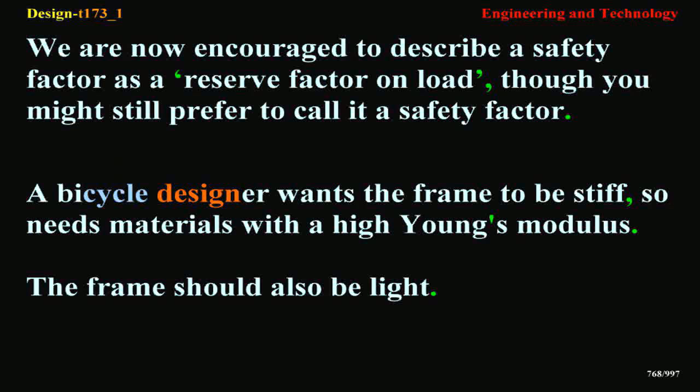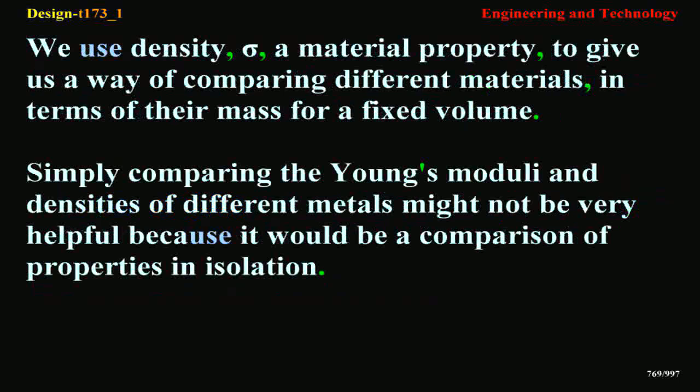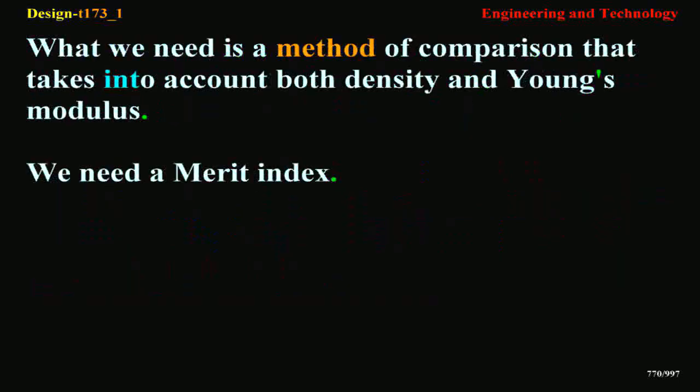A bicycle designer wants the frame to be stiff, so needs materials with a high Young's modulus. The frame should also be light. We use density, a material property, to give us a way of comparing different materials in terms of their mass for a fixed volume. Simply comparing the Young's moduli and densities of different metals might not be very helpful because it would be a comparison of properties in isolation. What we need is a method of comparison that takes into account both density and Young's modulus. We need a merit index.